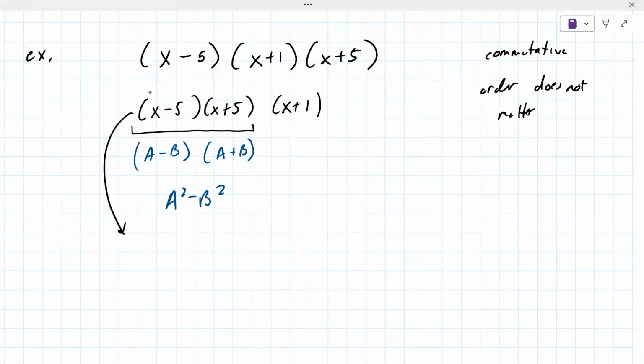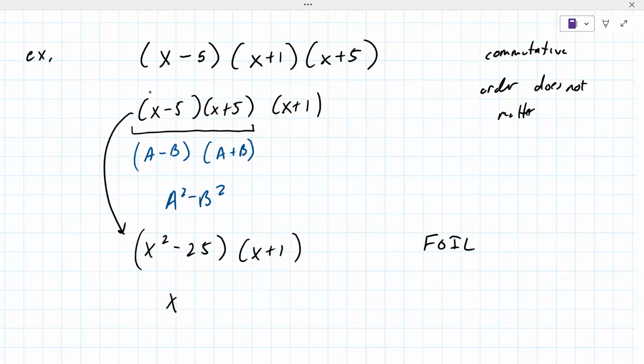So in your problem, it would become x squared minus 25, and then you have x plus 1. Go ahead and FOIL this for us, please. I got x cubed plus x squared minus 25x minus 25.